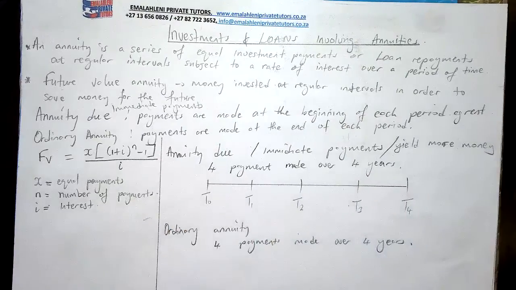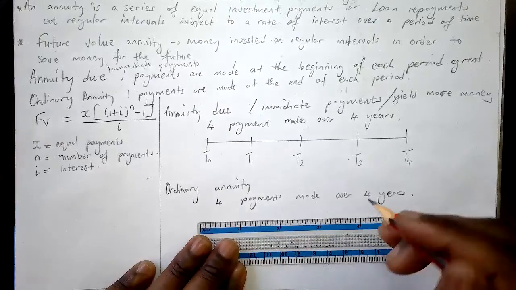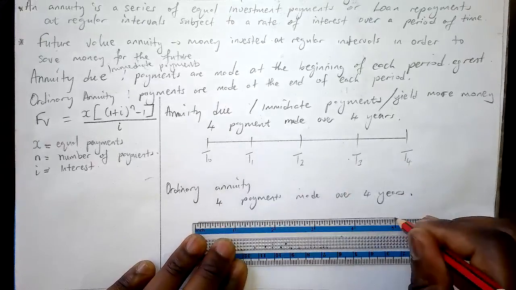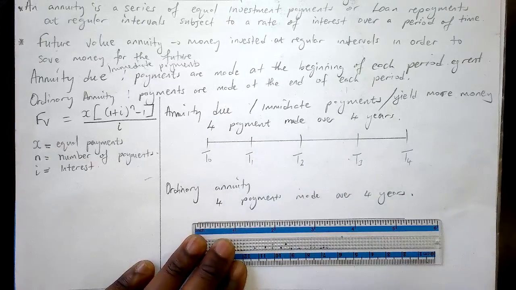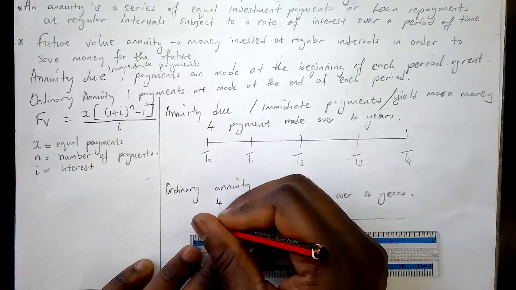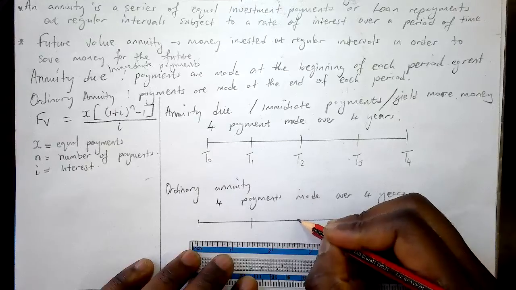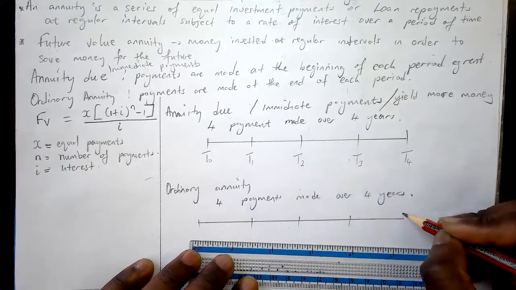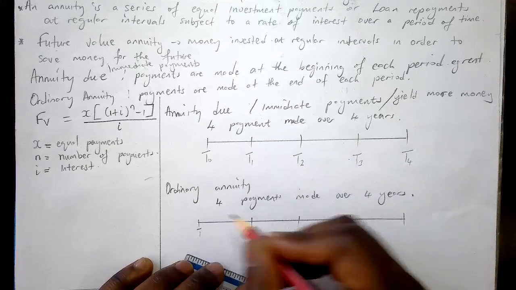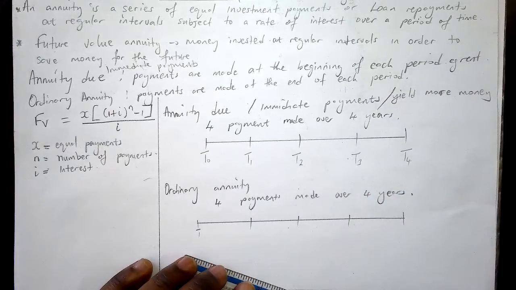Then we're going to do the same here for the ordinary annuity. We just want to show you here. Then what we have here is T0, T1, T2, T3, and T4. Let me write this on top there so that I can have much space here.